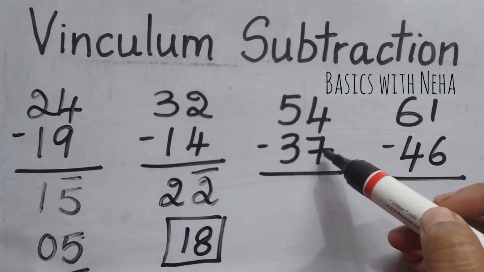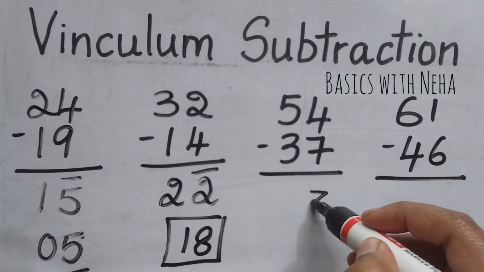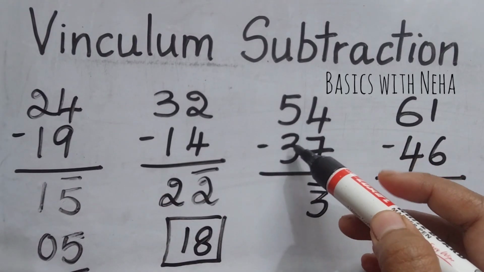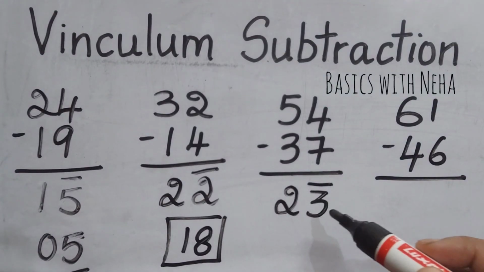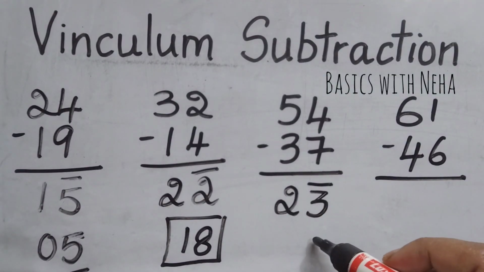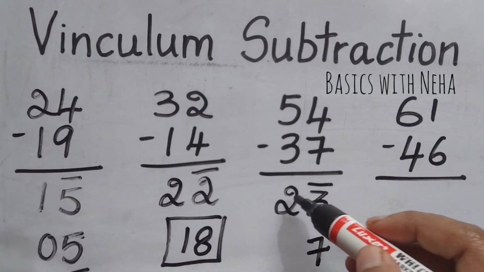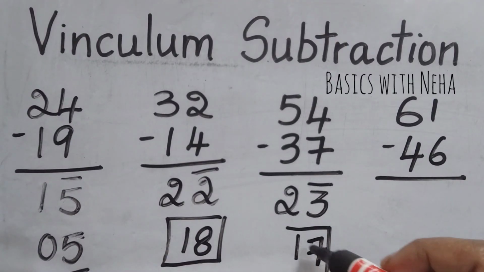54 minus 37. 7 minus 4 will give me 3. So I'll put a bar on that. 5 minus 3 is 2. De-vinculate this. 10 minus 3 will give me 7. I've removed the bar. Decrease by 1, which is 17.